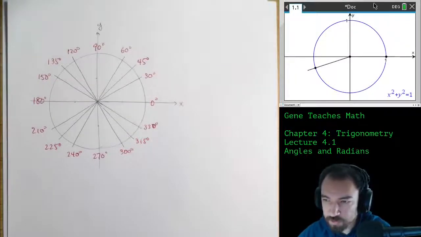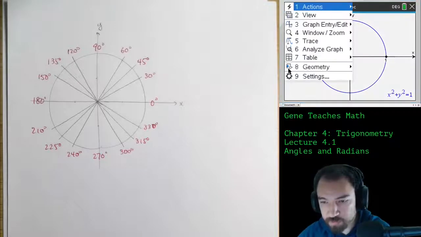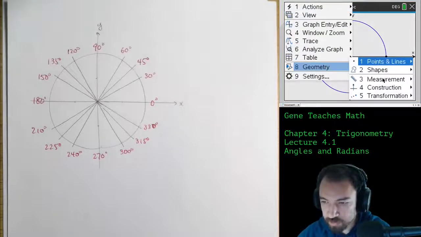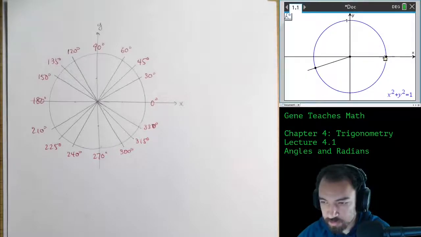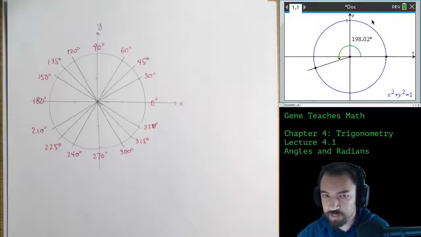All right, here on the screen, we have a circle with radius 1, and I have an initial side over here on the x-axis, and I have a terminal side over here. We're going to do the calculator equivalent of using a protractor to measure this angle. If I make a measurement with a directed angle, this is the initial side, and you can notice that as I go around the circle, the angle measure is increasing as I go counterclockwise. And if I lock into the terminal side, I'm going to have this 198.02 degree angle.